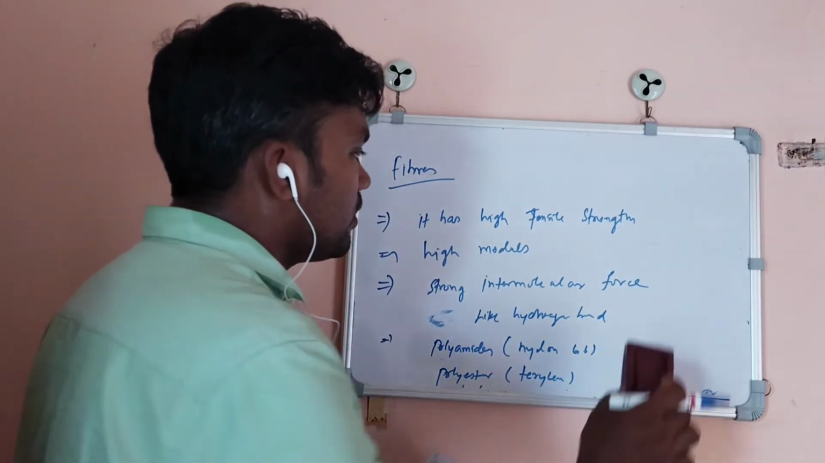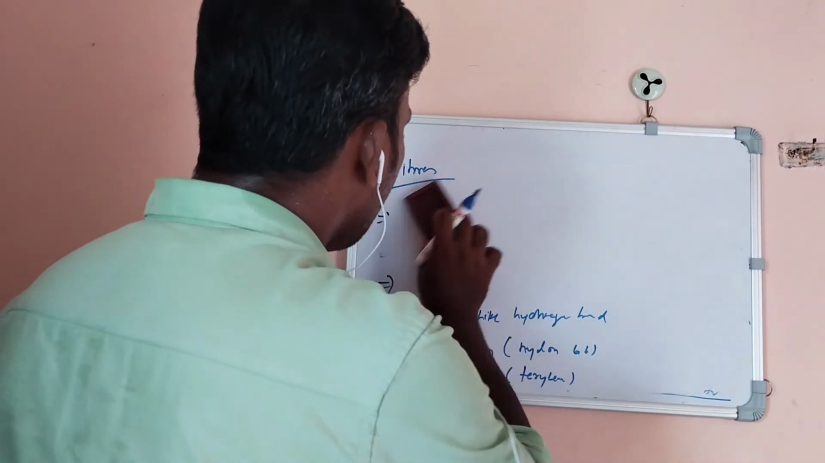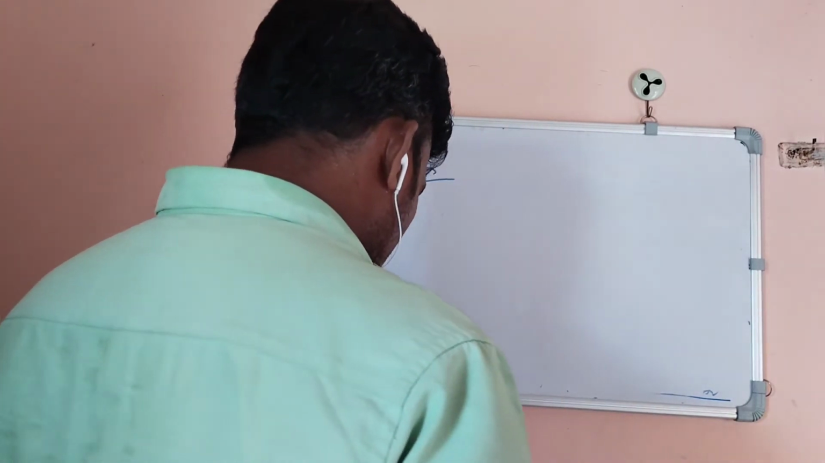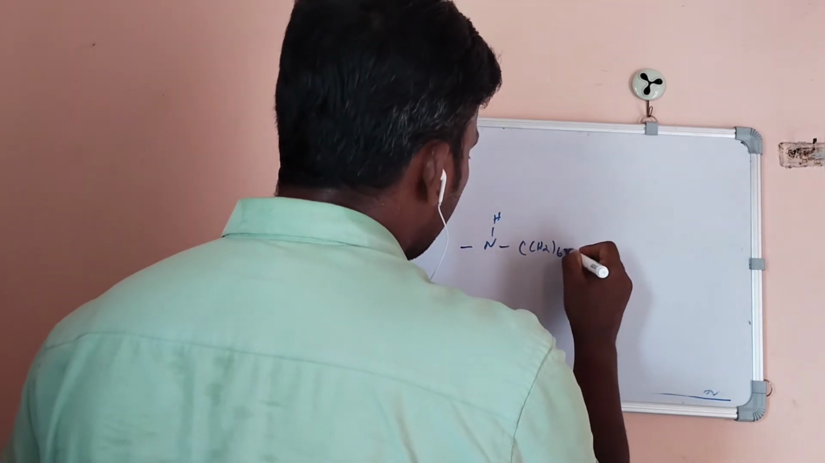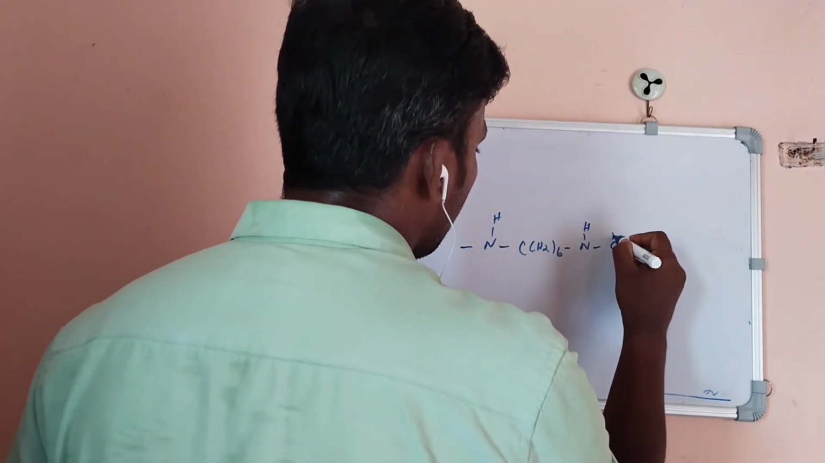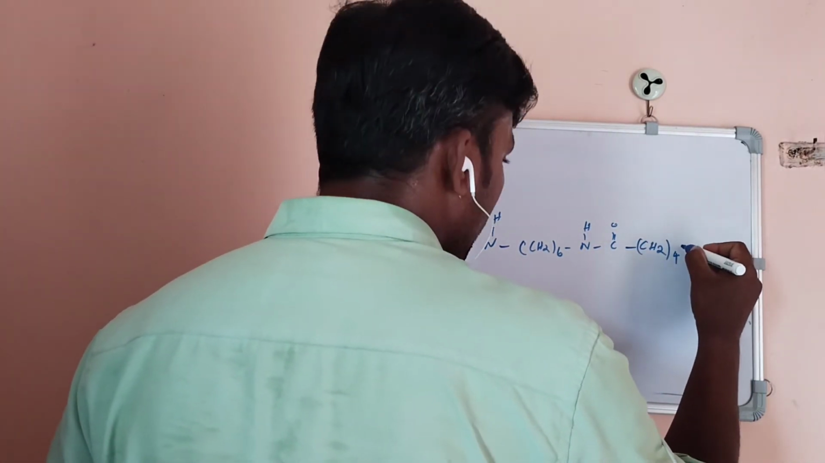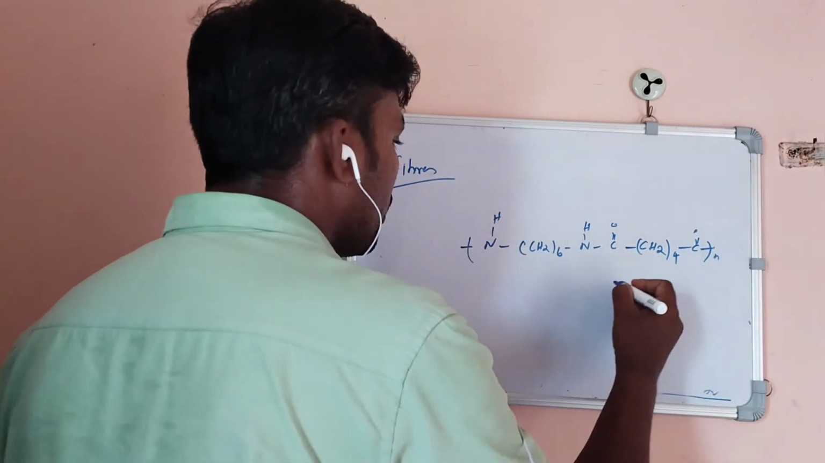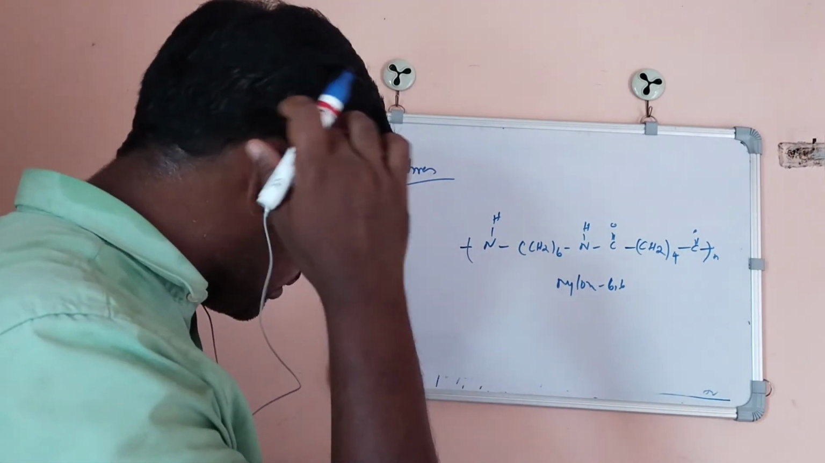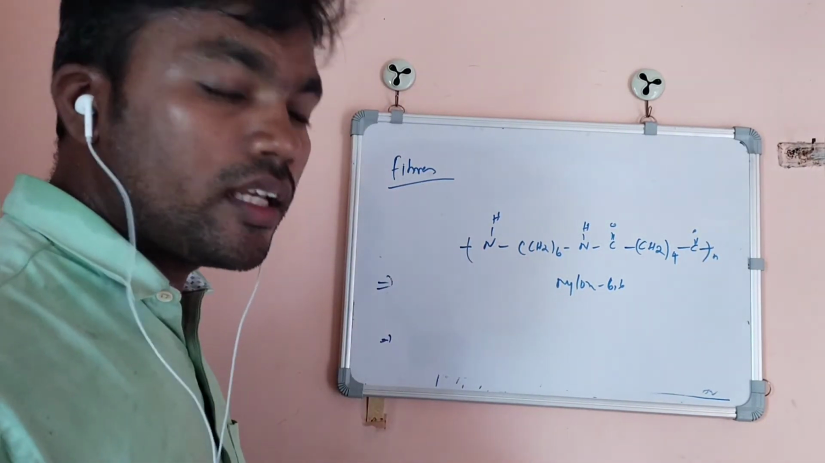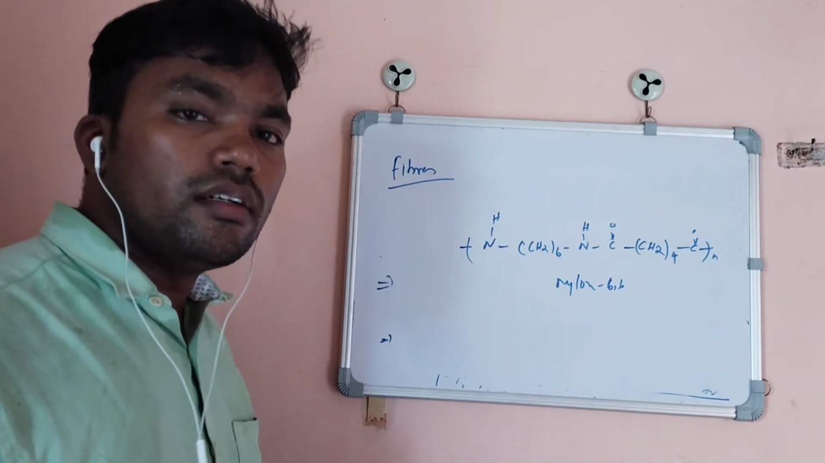Now we are going to see some structures. What is the example for the polyamides? Nylon 6,6. This is the structure of nylon 6,6. The strong intermolecular forces present in these polymers can lead to close packing of the chains.